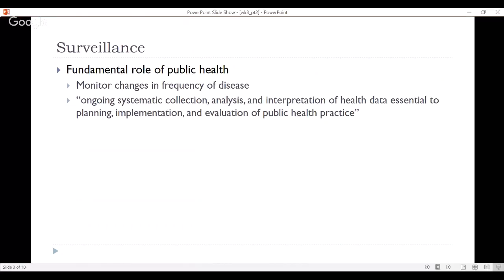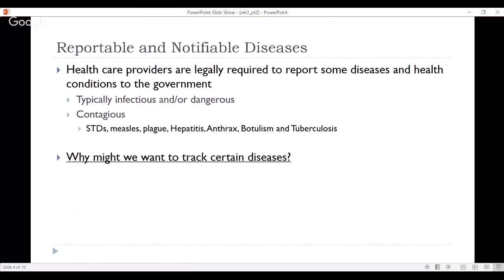All right, so last week we talked about surveillance, and what public health surveillance is and what it means. And again, as a reminder, surveillance is really the backbone of epidemiology, and it's pretty fundamental to public health. Without surveillance data, we're not able to monitor changes in the frequency of disease. We're not even able to know if there's an epidemic going on if we don't have simple case counts of the number of people with any given condition. And the definition for surveillance is the ongoing systematic collection, analysis, and interpretation of health data that is essential to the planning, implementation, and evaluation of public health practice.